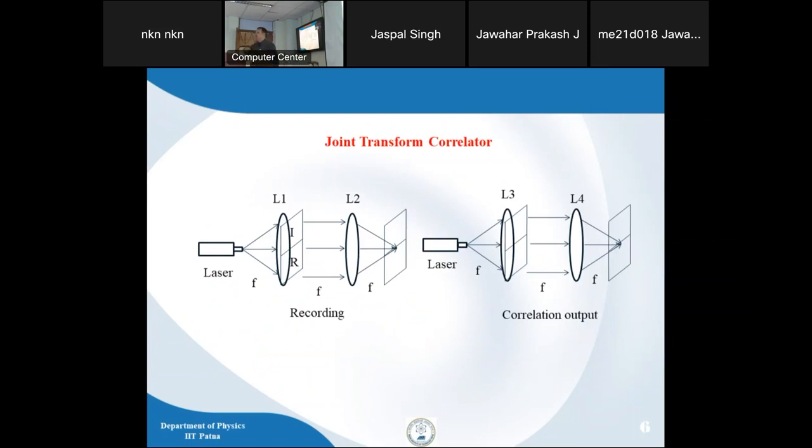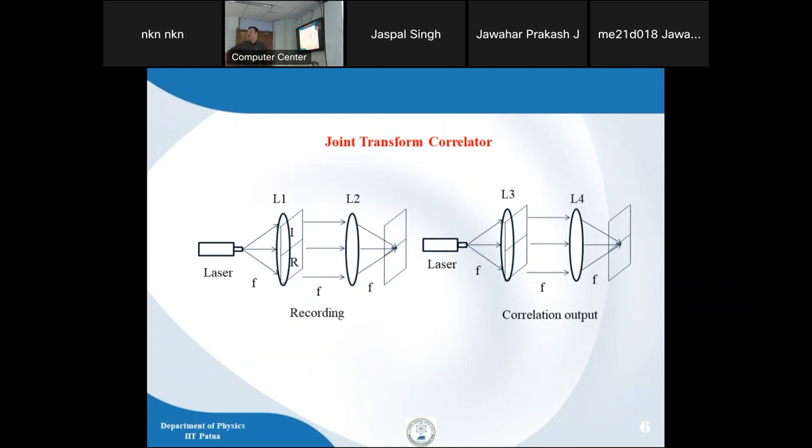The second one is the joint transform correlator. So what is the joint transform correlator? In this case, we take the reference and target together and place them in the input plane. So whatever bandwidth is available to me, I have divided into two parts. Half is for the target, the new object you want to match, and half is for the known target, the known function. Both we are placing together, divided into two halves.